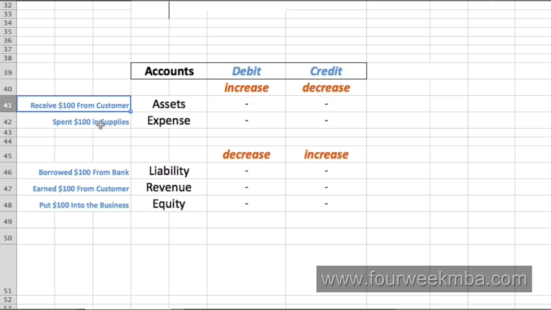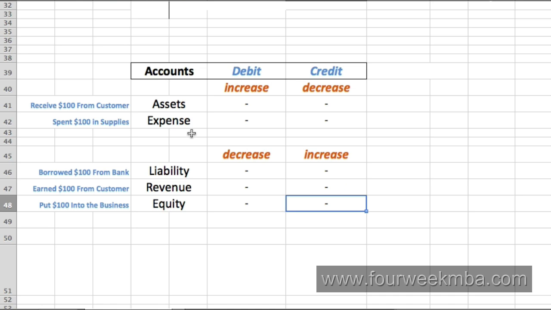Let's say that we receive $100 from our customers. This means that our cash account increased. The cash account is an asset, therefore we want to increase our cash account by $100. But keep in mind that the transaction is not balanced yet. The other thing that we want to do now is to record our revenue of $100, and we want to increase our revenue. Therefore, we go on and we credit the revenues. And that's how we balanced the first transaction.